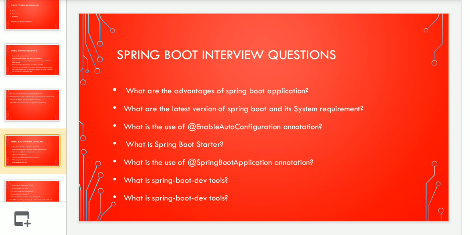The next question is, what is the latest version of Spring Boot and its system requirements? If I'm not wrong, the latest version is 2 point something. Currently it is built upon Java 1.8 plus, which it requires. I was aware of these two things because in my current project we are using Spring Boot around 1.9 something, so I was able to answer this question. The other question was, what is the use of the @EnableAutoConfiguration annotation? Please go through it.